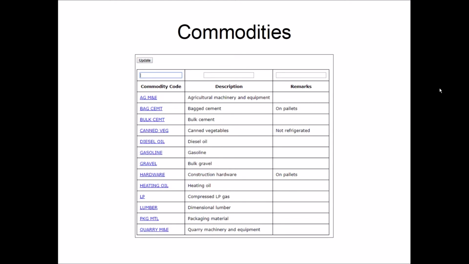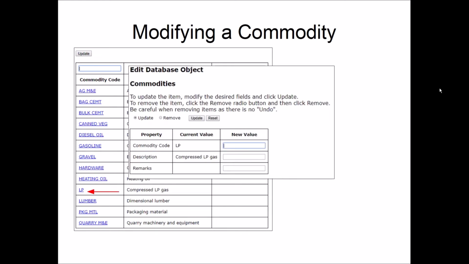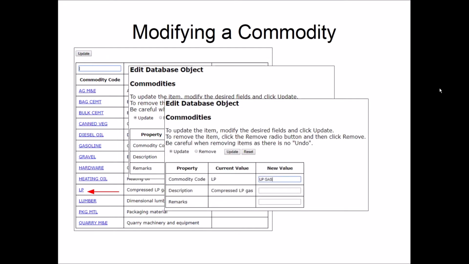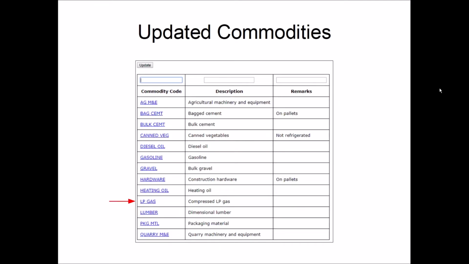The commodity code on the left really is whatever you want to call it. I typically use something short, and then the description contains a bit more information about it. If you ever want to change one, click on the commodities link on the left, and it'll bring up that same form that you used to enter the commodity, and you can change it. Click the update button. And there you can see that we've changed the name of that commodity from just plain old LP to LP gas.